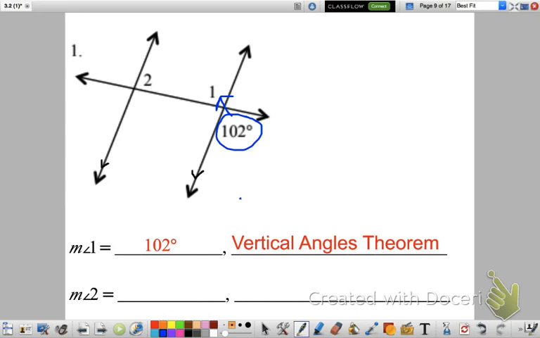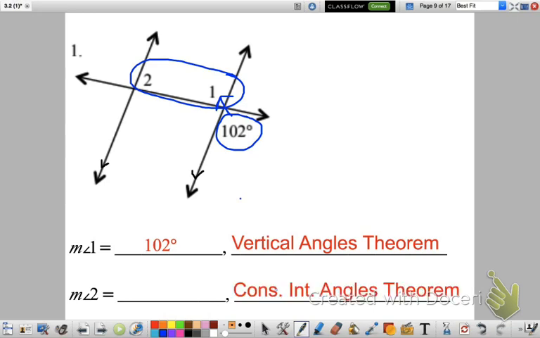Now, we just learned something new about angles 1 and 2. These are consecutive interior angles. And consecutive interior angles are supplementary. So, what plus 102 degrees gives you 180 degrees? You should get 78.